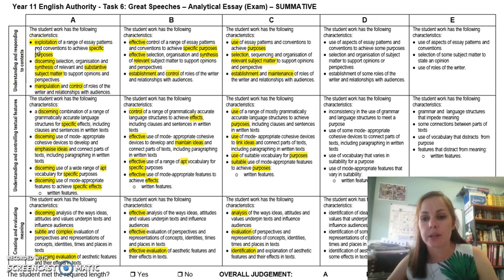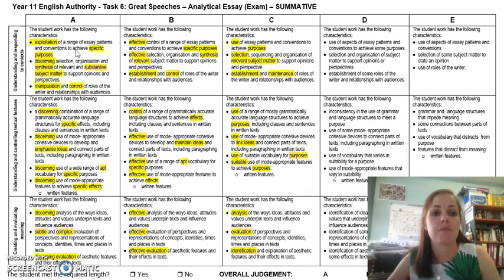So the first dot point is an exploitation of a range of essay patterns and conventions to achieve specific purposes. In this criteria, we're specifically having a look at the structure of your essay. That is, have you got an introduction, body paragraphs, and a conclusion? Your introduction needs to have a thesis in there that's clearly articulated. In this instance, for your body paragraphs, you're going to have 4. So you're going to have a look at speech 1 first, where you do a context paragraph and then a language techniques paragraph, and then replicate that for speech 2 and finish with a conclusion.